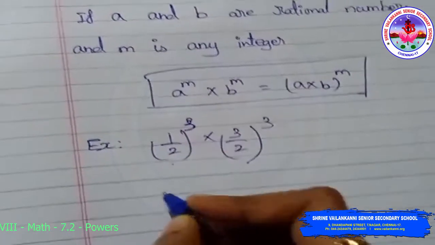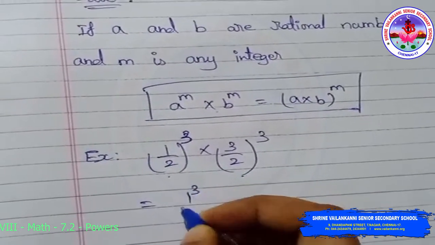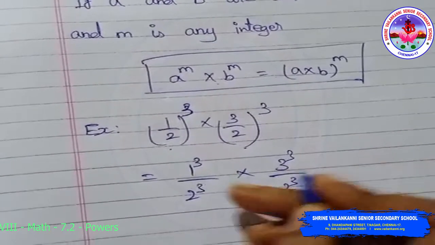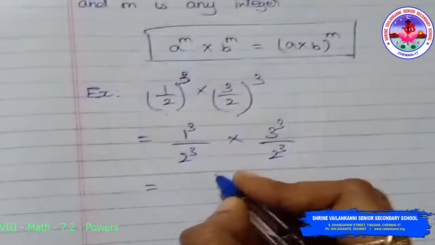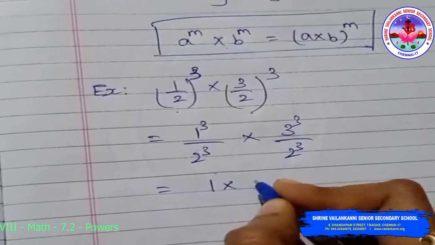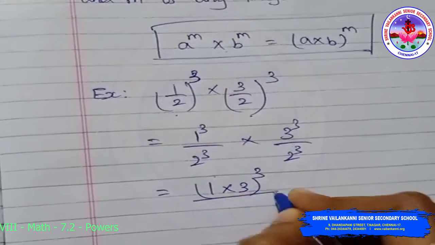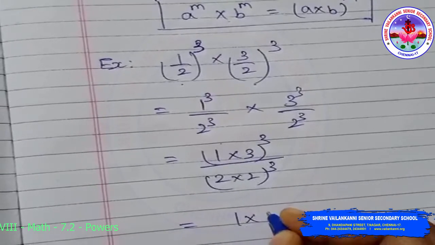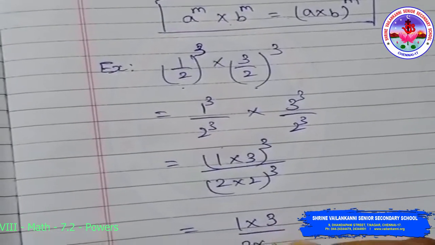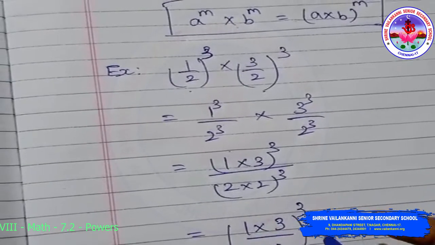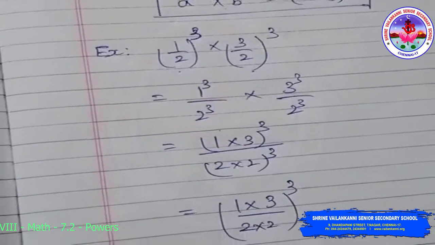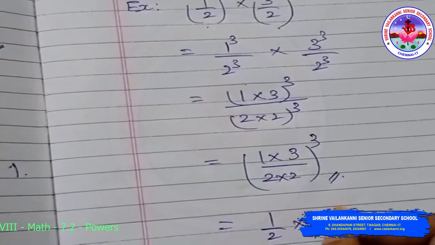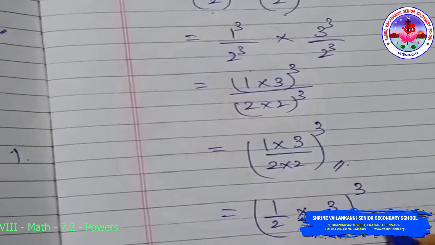So, it is equal to 1 power 3 by 2 power 3 into 3 power 3 by 2 power 3. Here the powers are equal. The next value is 1 into 3 whole power 3 divided by 2 into 2 whole power 3, which is equal to 1 into 3 by 2 into 2 whole power 3 is the answer. Next, 1 by 2 into 3 by 2 whole power 3.